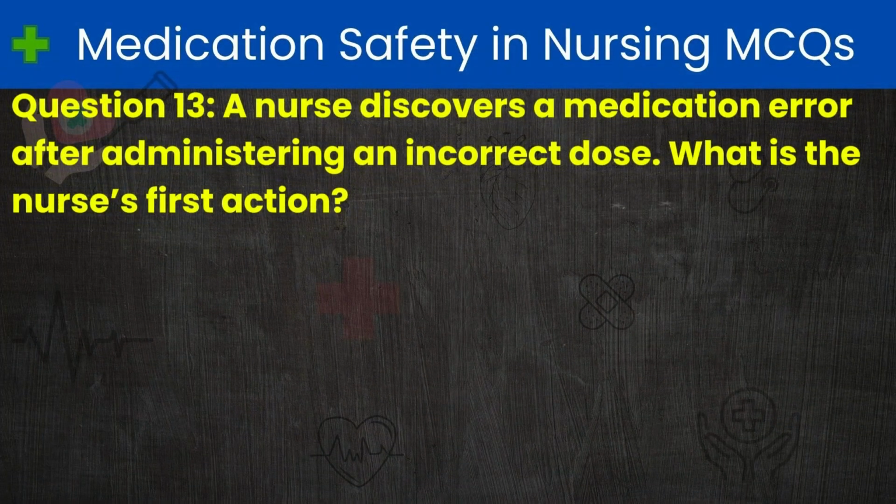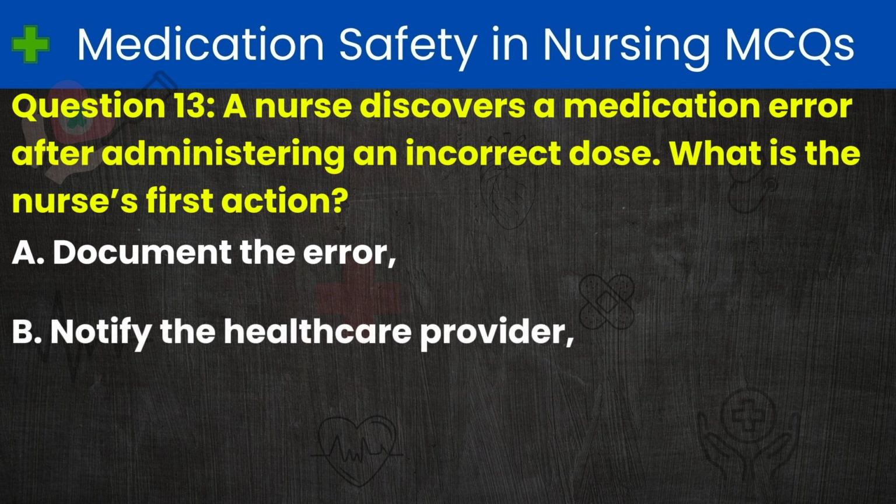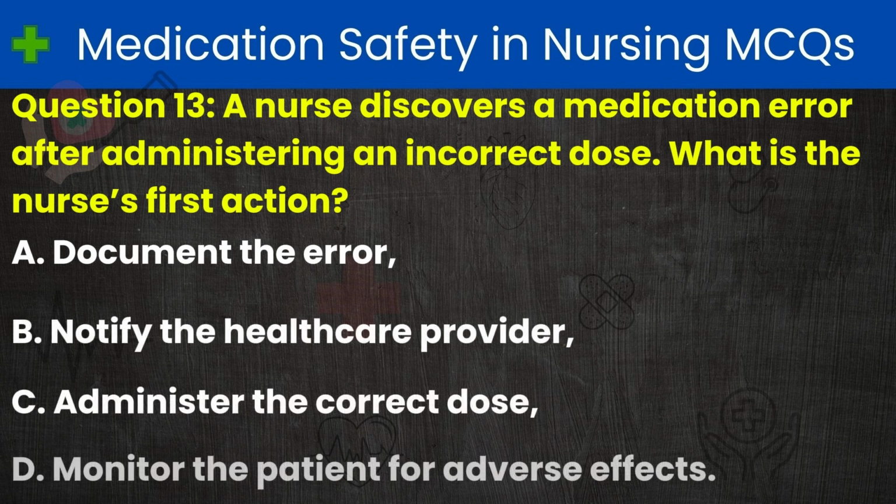Question 13. A nurse discovers a medication error after administering an incorrect dose. What is the nurse's first action? A. Document the error. B. Notify the healthcare provider. C. Administer the correct dose. D. Monitor the patient for adverse effects.